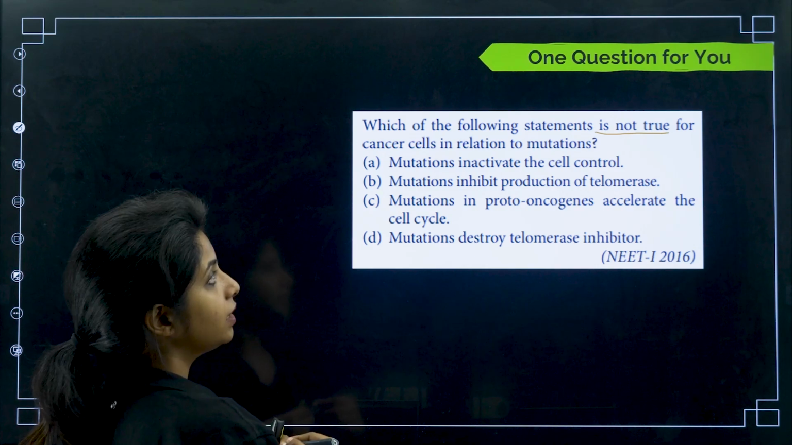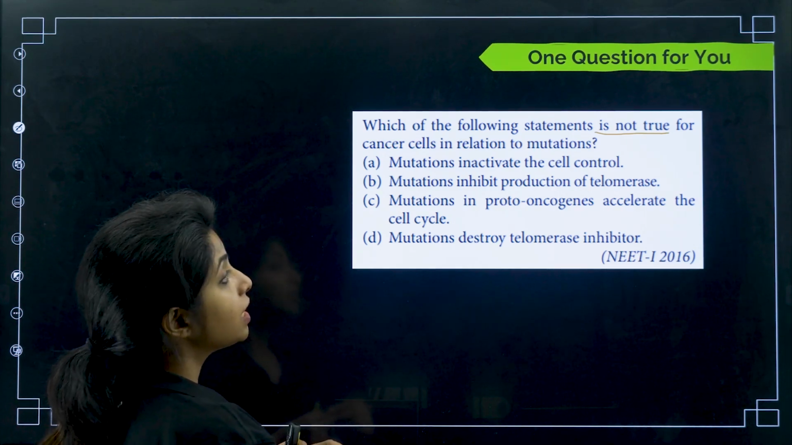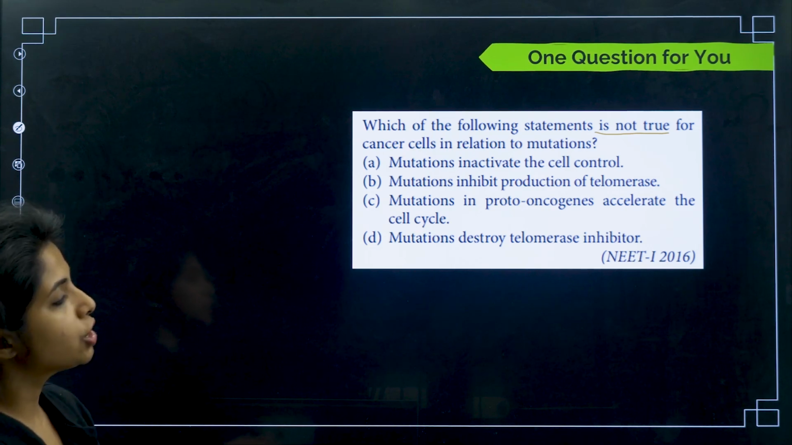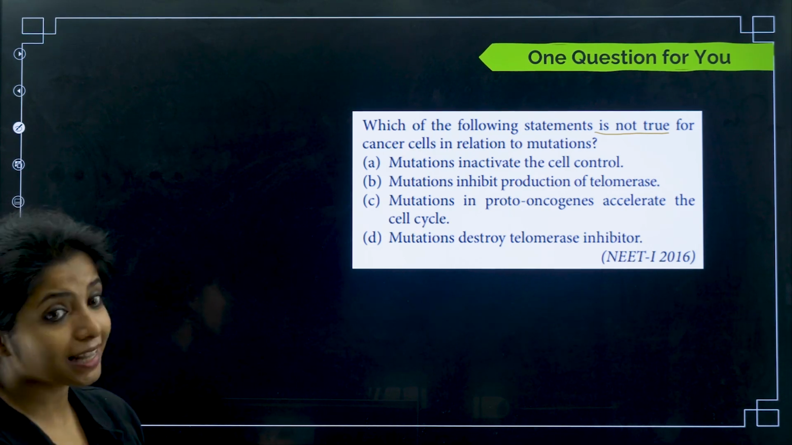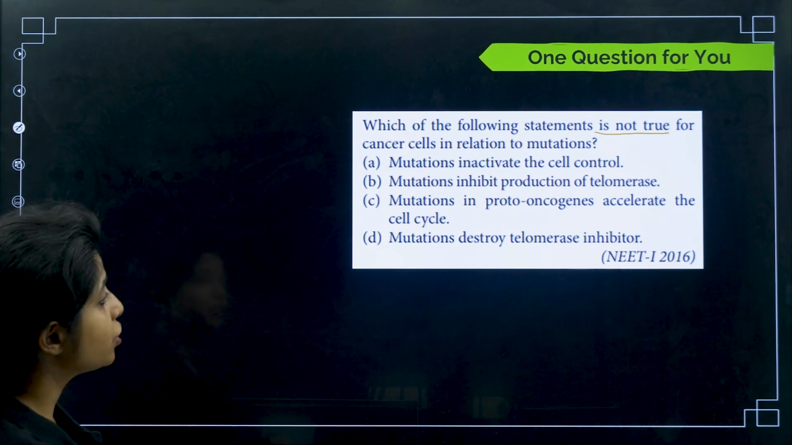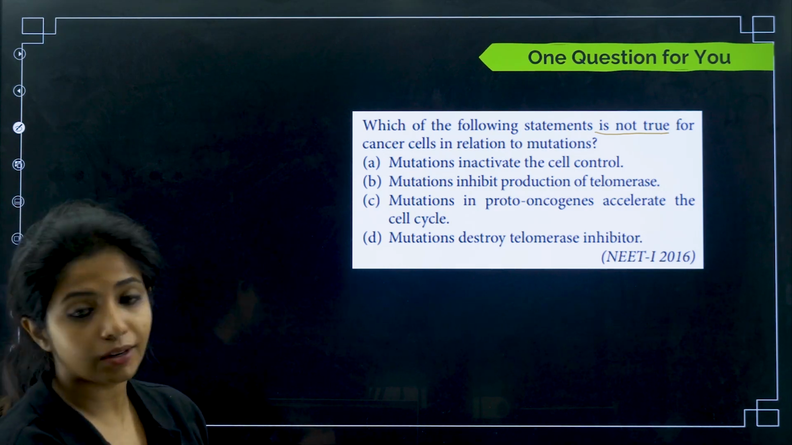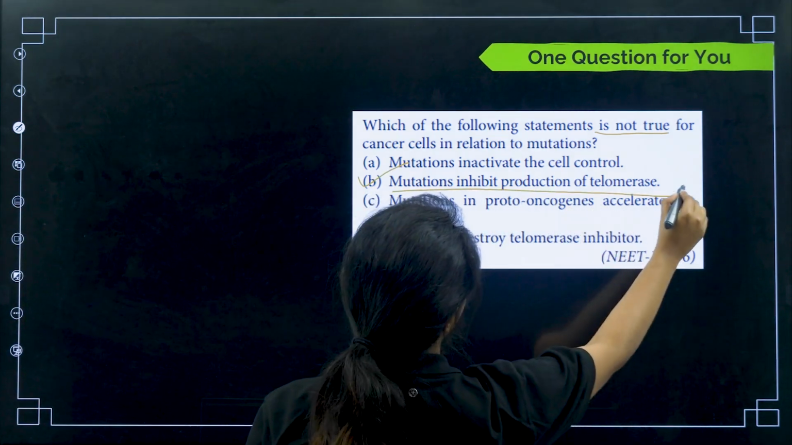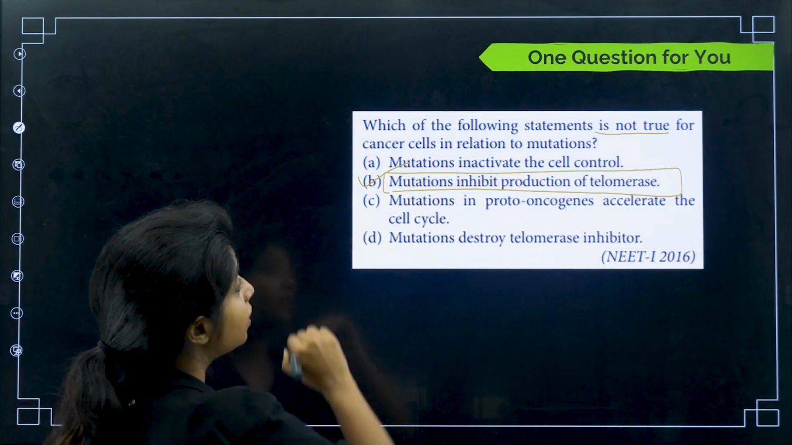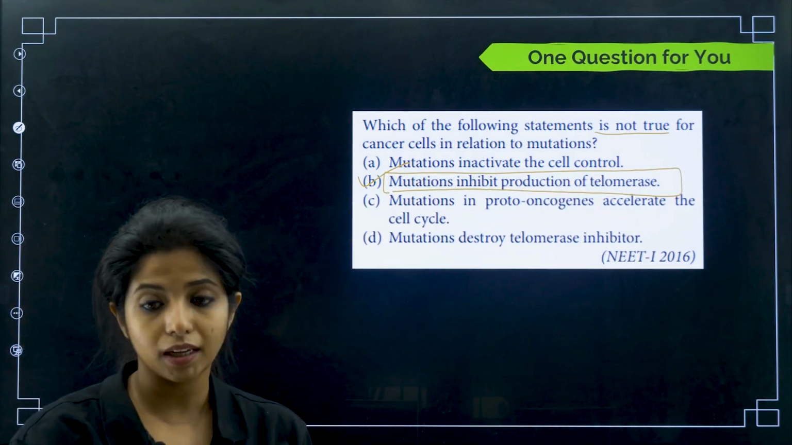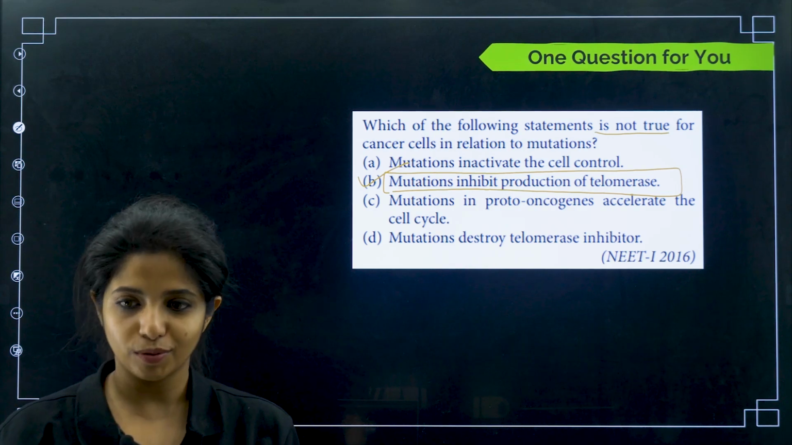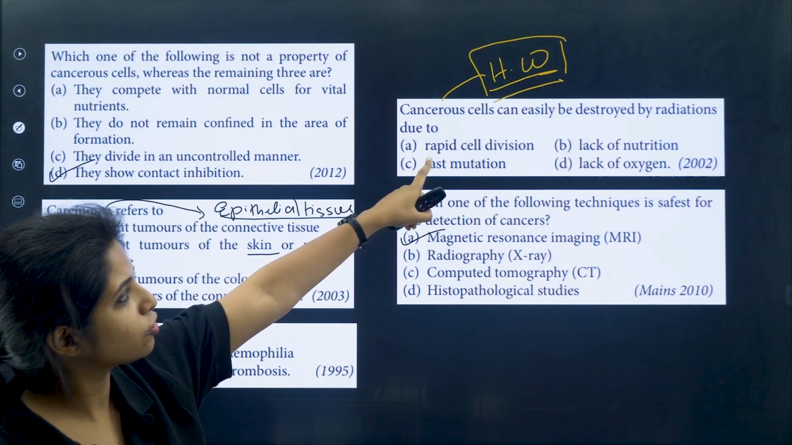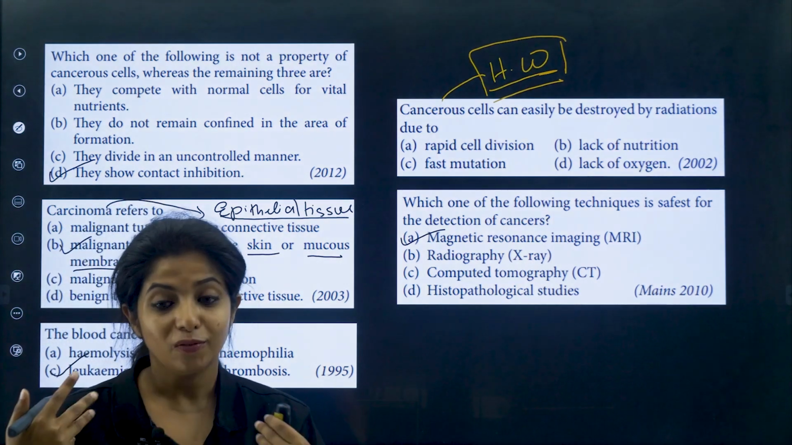Mutations inactivate the cell control, it is correct. Mutations inhibit production of telomerase, is it correct? Because I think telomerase is needed. Mutations in proto-oncogenes accelerate the cell cycle, yes, obviously. Mutations destroy telomerase inhibitor, it is also correct. So the correct answer is what? Mutation inhibits production of telomerase. Mutation won't be inhibiting telomerase production, it will be definitely saying that telomerase has to be produced because we need it. Again I am telling you the homework is this question because I found this question to be more tricky than what I taught you.